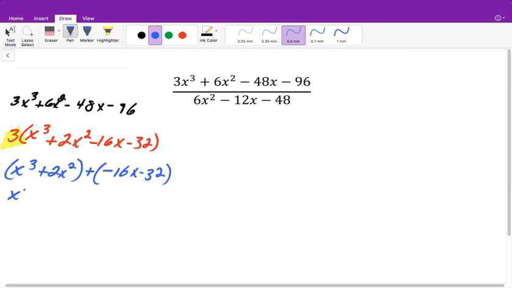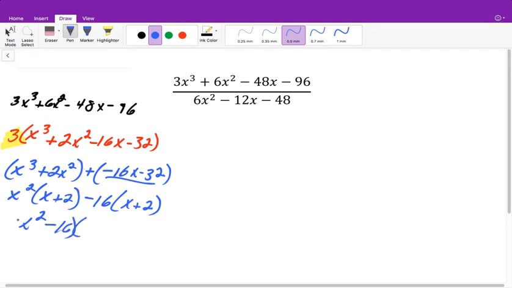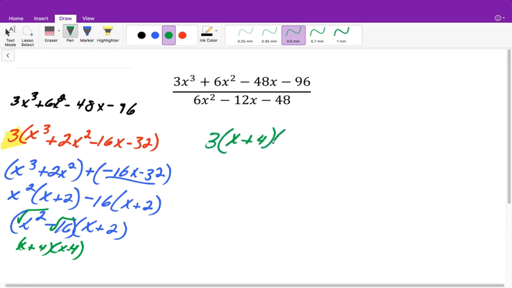So we can factor out an x squared here, so we're left with x plus 2. We can factor out a negative 16 here, so we're left with x plus 2. And now it's x squared minus 16 times x plus 2. And since this is a binomial that we can factor again, we can take the square root of each, and it factors out to x plus 4 and x minus 4. So now we need to write all of our factors, so it's 3 times x plus 4 times x minus 4, and then times the remaining factor of x plus 2, all over top of. And then we need to factor this one out.